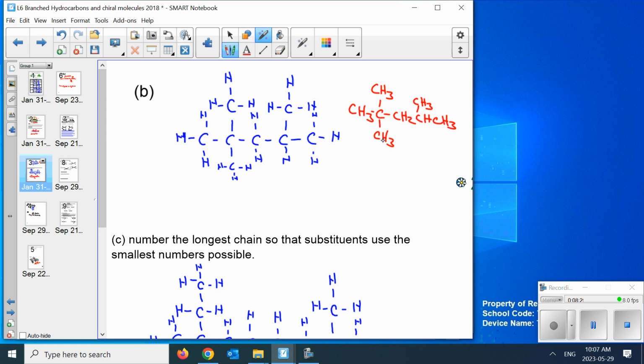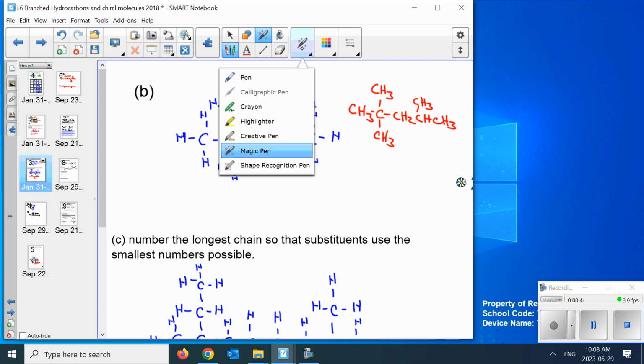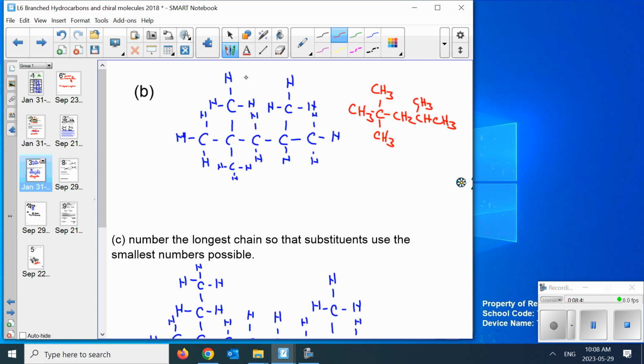Now, numbering wise, I'm going to go from left to right. 1, 2, because you see that's the 2-dimethyl. If I go the other way, it's 1, 2 as well, but let's just go from left to right. We have more attachments on the 2. The root of the chain is 1, 2, 3, 4, 5 in a row, so that's a pentane. And I've got 3 groups of methyl.